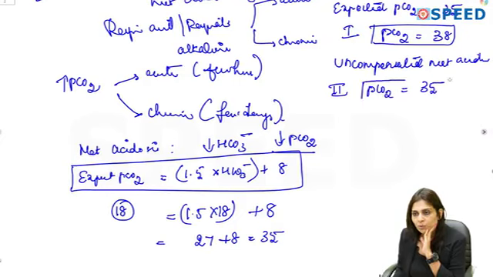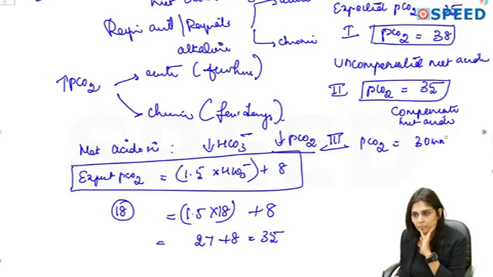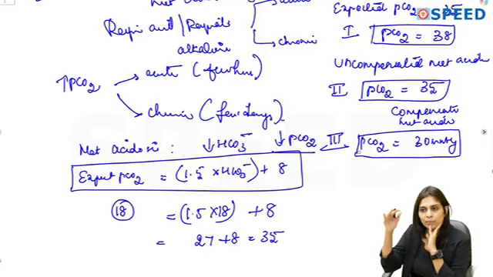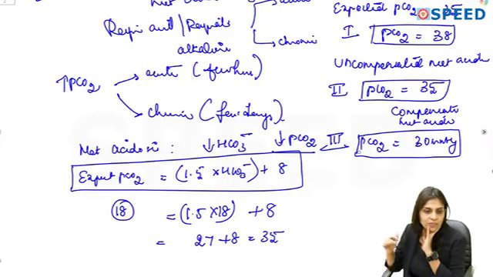PCO2 is 35. What is your diagnosis? If PCO2 is 35, you would say it is compensated metabolic acidosis. Now the third scenario, have a look at this. PCO2 is 30. From 40, you expect it to be reduced to 35. In this condition, it's not even 35. It is reduced even further, which is 30.